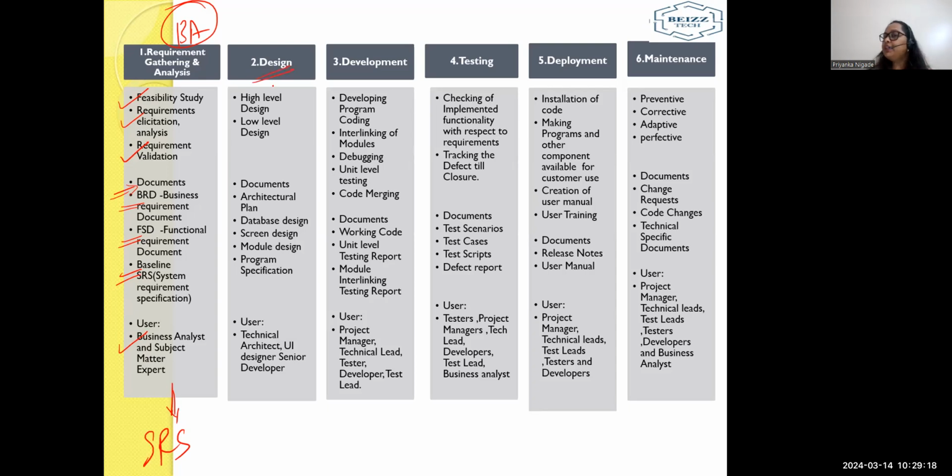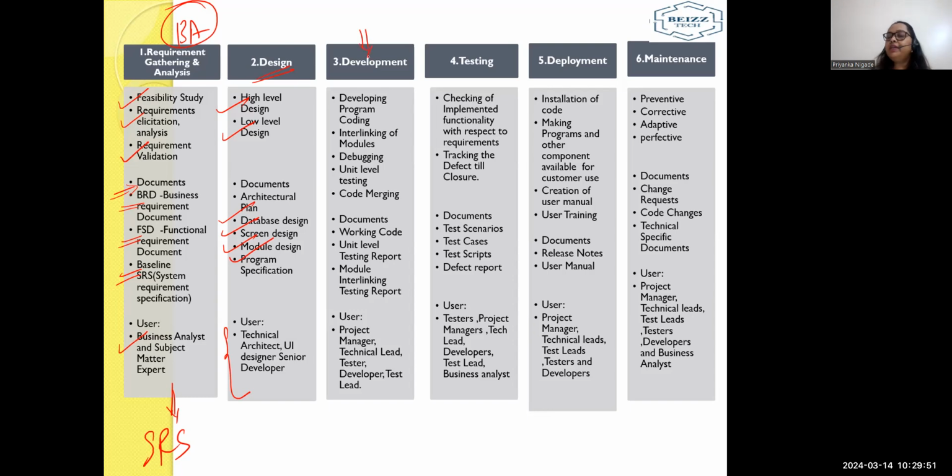Design phase, which is actually done by the system architect. So high level and low level design, these are the two types. How to explain? High level describes the overall architecture. Low level describes the detailed architecture of the software. Simple. So the documents are the architectural plan, database design, screen design, UI or module design, some program specification, algorithm, flowchart, everything gets included in the design phase. And these are the participants: technical user, UI designer, senior developer get involved.